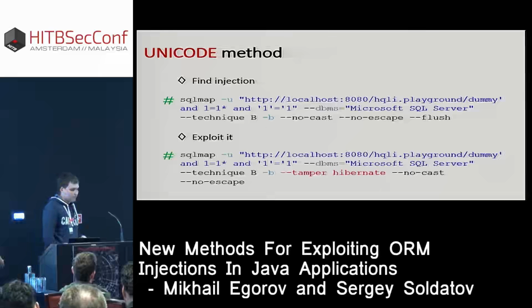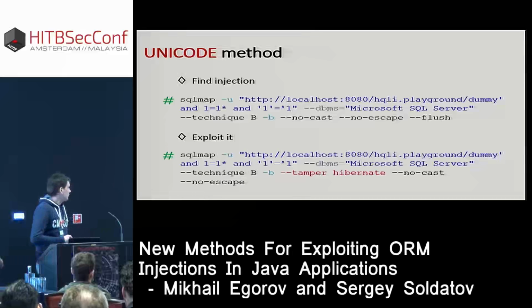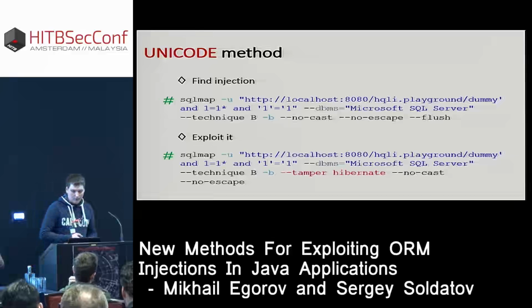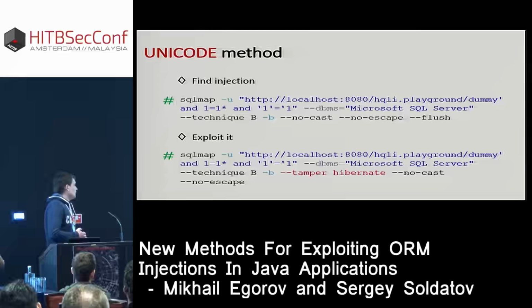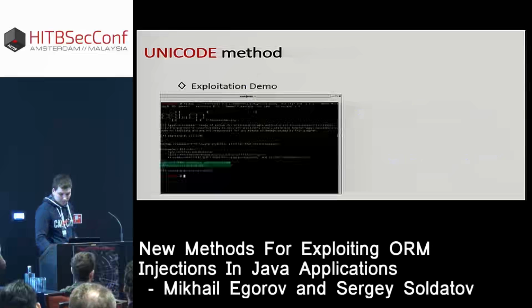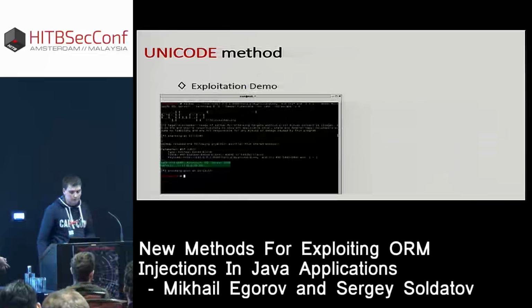Let's see how to exploit HQL injection with the Unicode method and sqlmap. First, you need to copy hibernate.py and queries.xml files and place them into the sqlmap home directory. Then you need to find the injection using the first command line. And finally, you exploit HQL injection using the second command line. Let's see the video, how it works.